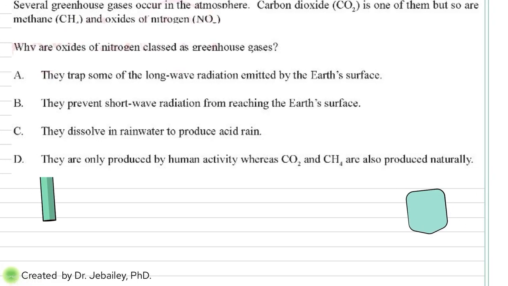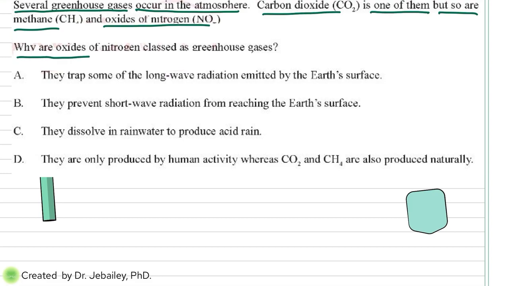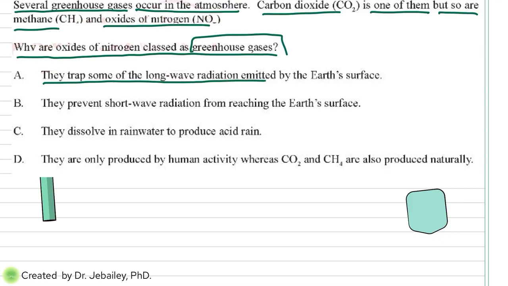It says, several greenhouse gases occur in the atmosphere. Carbon dioxide is one of them, but so are methane and oxides of nitrogen. Now, why are the oxides of nitrogen classed as greenhouse gases? So then you've got to figure out again what the property of greenhouse gases is. These are the ones that absorb long wave radiation. First, they say here, they trap some long wave radiation emitted by the Earth. That makes sense.